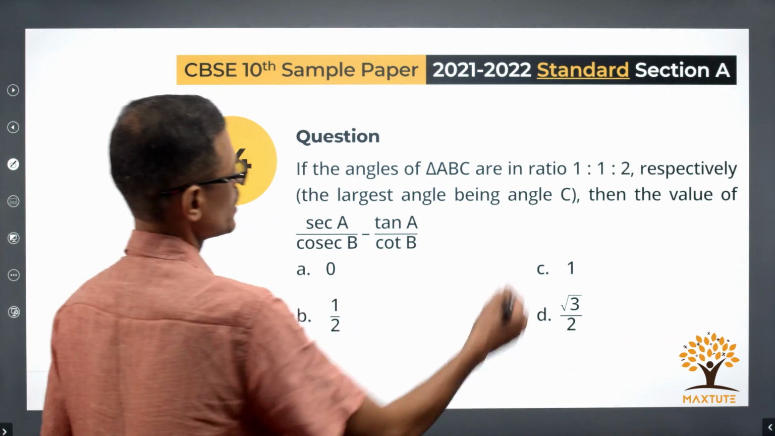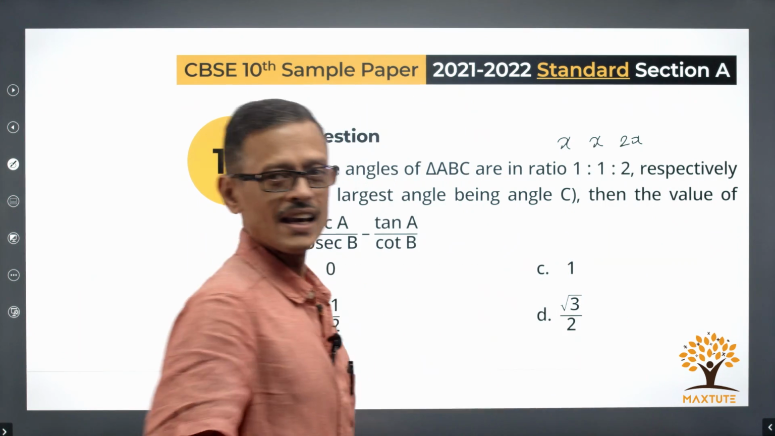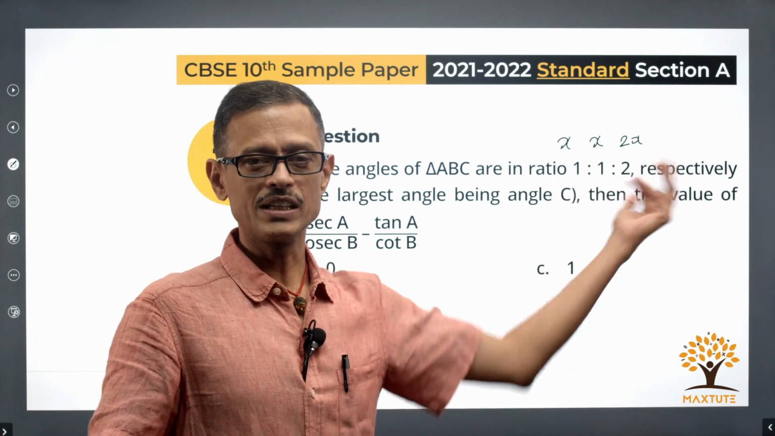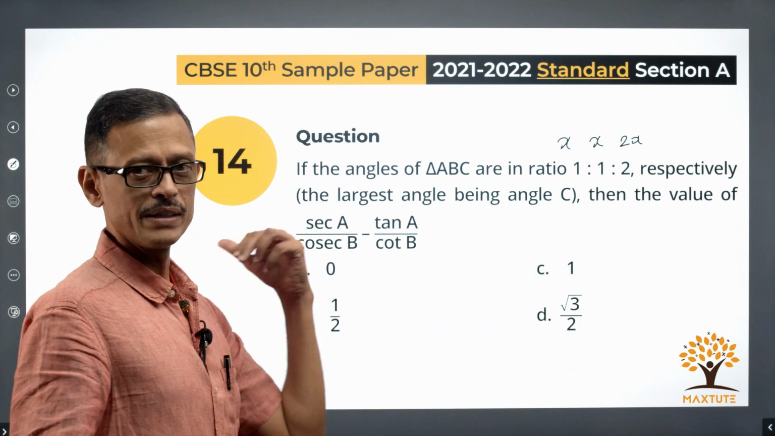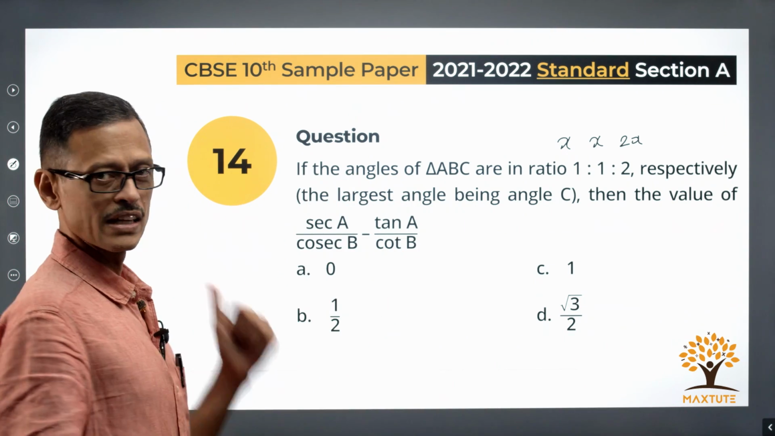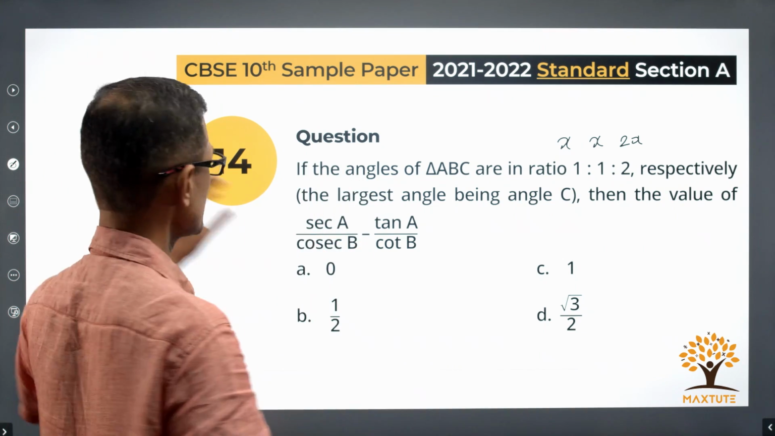So, let us take one angle to be x, the second one will also be x, the third one will be 2x, and we will find out what that value of x is, right. We will equate the sum of these 3 angles to 180 degrees and find x. Respectively, the largest angle being C, that is what they said. Then find the value of this trigonometric expression. We will come to that later. First we will figure out the measures of these 3 angles A, B and C, right.